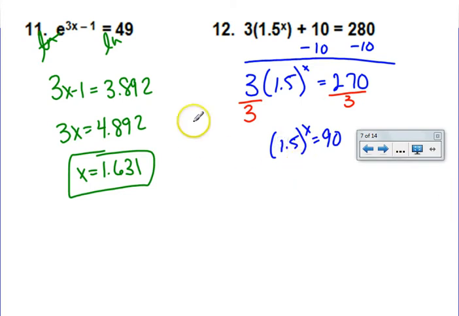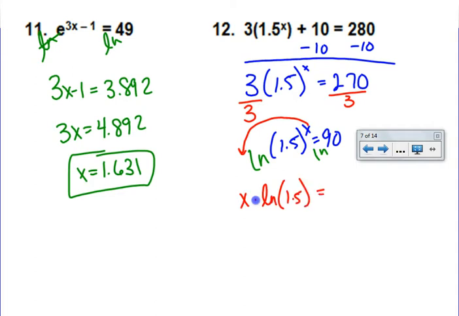Now that we have our base isolated, we're going to apply a logarithm. Because our base is 1.5, it doesn't matter if we use a common or a natural. So I'm going to use a natural, just because I like it. And that's going to take the x and bring it down in front. So we have x times the natural log of 1.5 equals the natural log of 90. Now remember, the natural log of 1.5 and the natural log of 90 are just numbers on our calculator. So if I type that in, natural log of 1.5 is 0.405, so we have 0.405x. Natural log of 90 is going to round up to 4.5, and now we just solve.